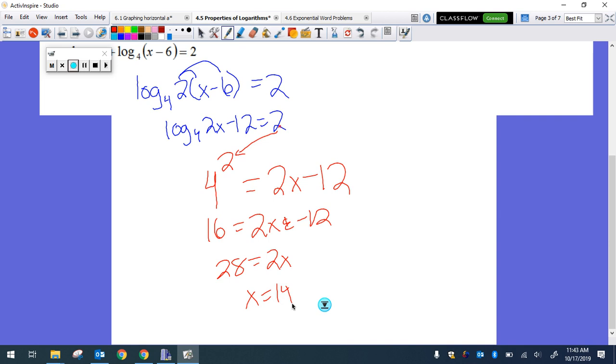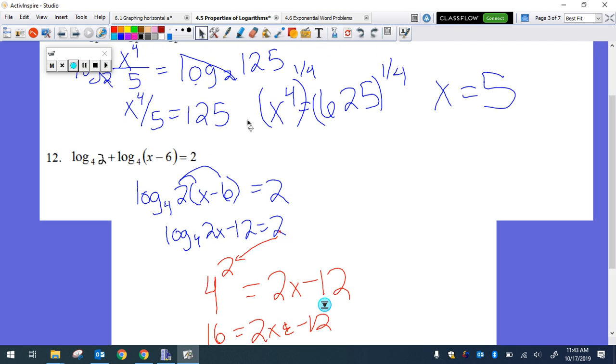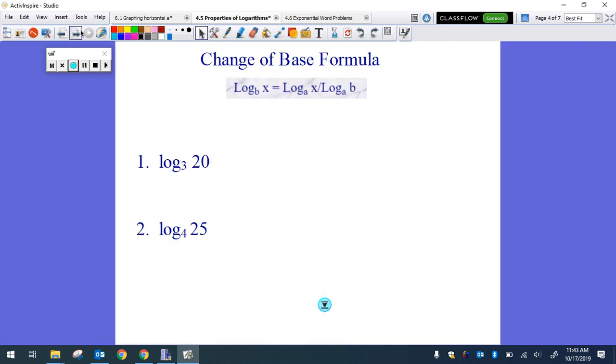So you have a couple like this. So just be careful that you don't get in a hurry and get in the habit of, oh, your logs cancel, your logs cancel, your logs cancel. Number 12 is one where the right-hand side did not have a log base 4. So I had to turn it into an exponential and then solve it.